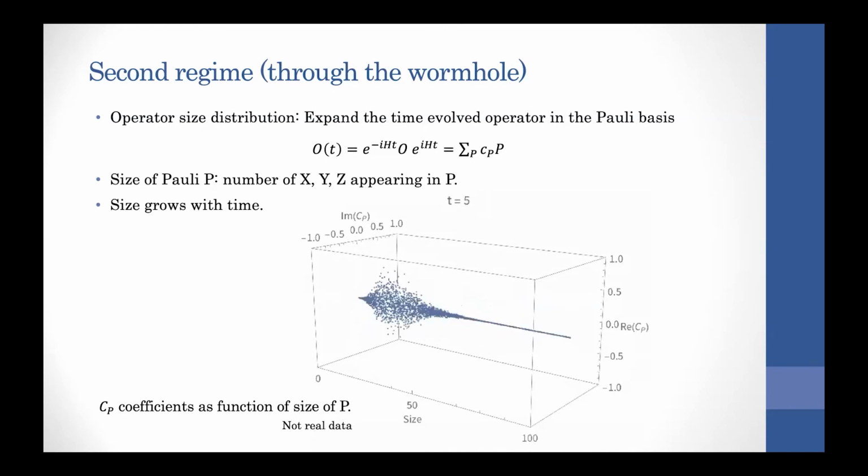So this is a picture of individual coefficients. This is the real axis. This is the imaginary axis. And at early times, the size distribution of the operator is really concentrated near small operators. But as time passes, it just grows and gets wider and wider.